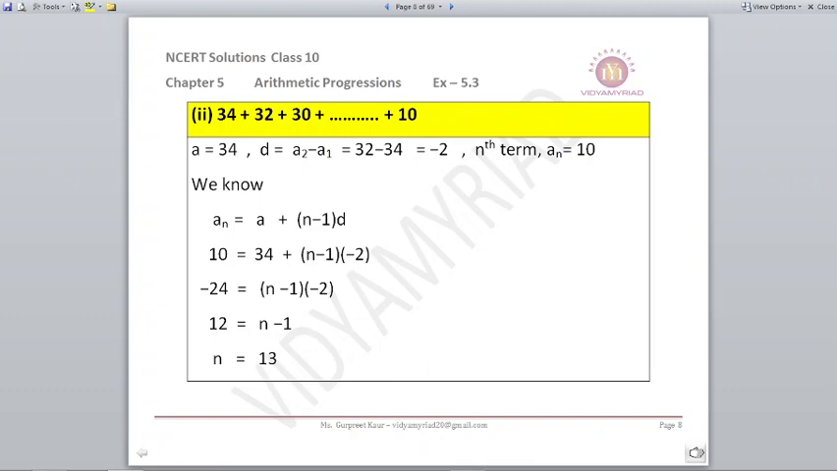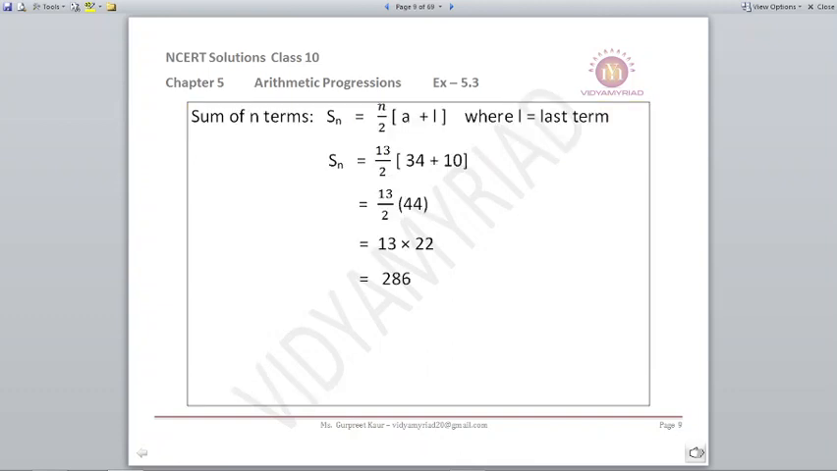Now we can use the formula for the sum. Sum is n upon 2 into a plus l, where l is your last term, or instead we can also write n upon 2 into a plus an. So Sn will be equal to, n is 13, so 13 upon 2, a is 34 and l is 10, which is given to us. On solving this, the sum of n terms comes out to be 286.